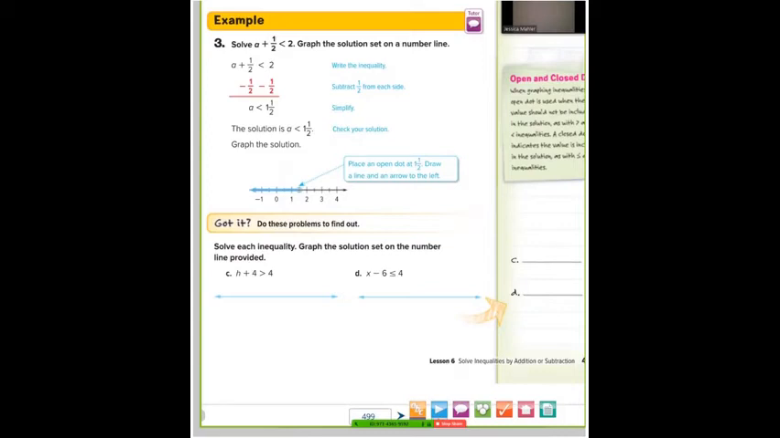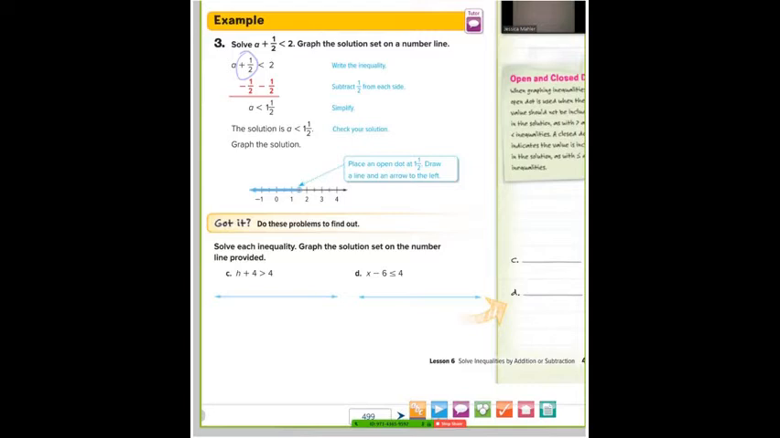Let's take a look at example 3 and learn how to graph our solution. Solve a plus 1/2 is less than 2. Graph the solution set on a number line. So first we're going to circle the part we're changing. Circle plus 1/2. The opposite of plus 1/2 is minus 1/2. So we are going to subtract 2 minus 1/2. And that will be 1 1/2.